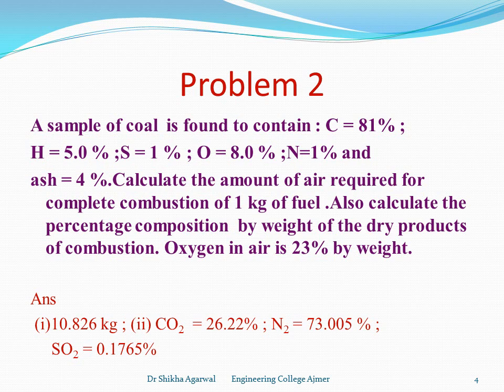Next problem: a sample of coal is found to contain carbon 81%, hydrogen 5%, sulfur 1%, oxygen 8%, nitrogen 1% and ash 4%. Calculate the amount of air required for the complete combustion of 1 kg of fuel. Also calculate the percentage composition of dry products of combustion by weight. Now here they have given you that the oxygen is 23% by weight. So you solve this sum and the answer is given at the bottom. That is just for hint, and the method you need to do it on your own.